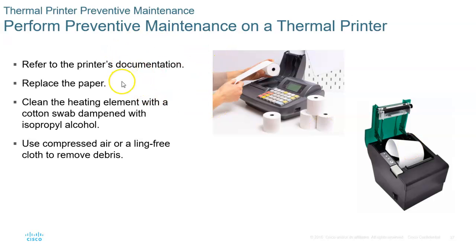Preventative maintenance on a thermal printer: again, you're going to follow the documentation from the manufacturer. Make sure you replace paper and clean the heating element. Again, they're saying use isopropyl alcohol, compressed air, or a lint-free cloth to remove the debris. I apologize for that.